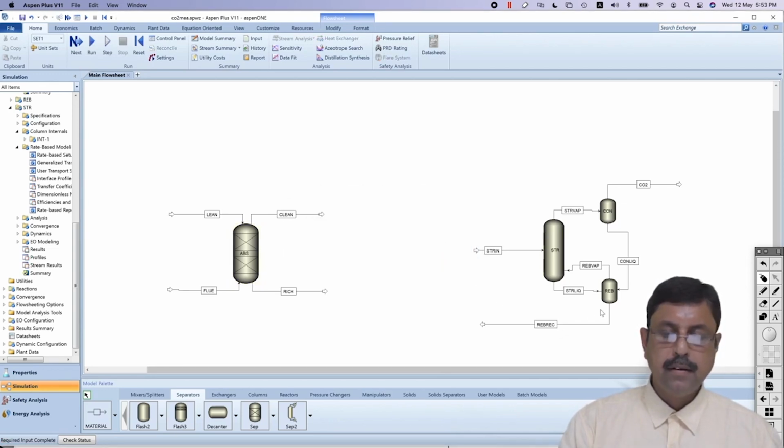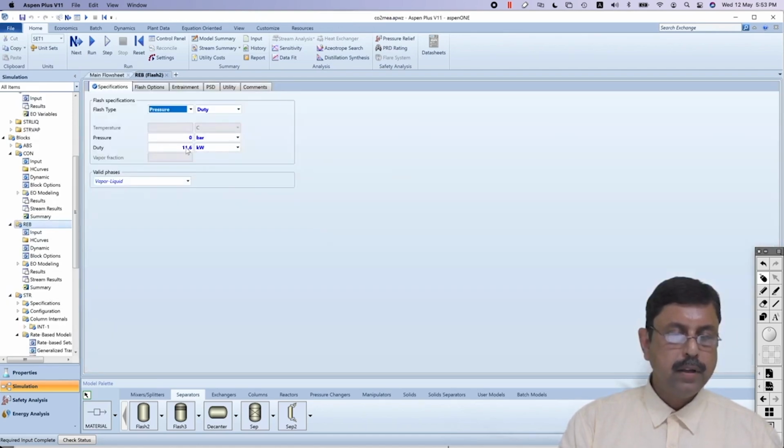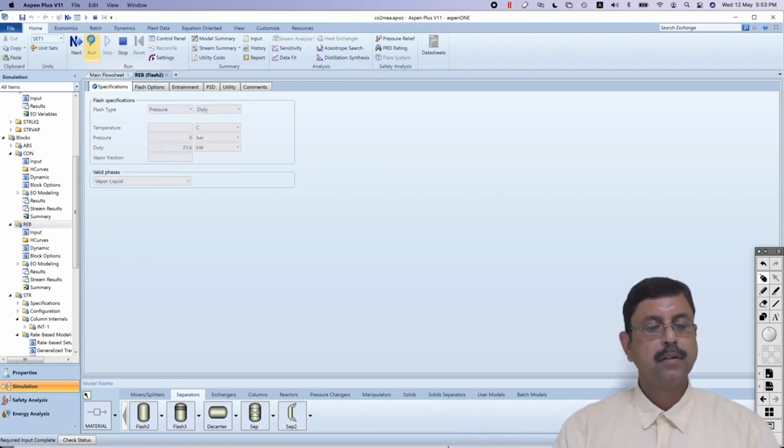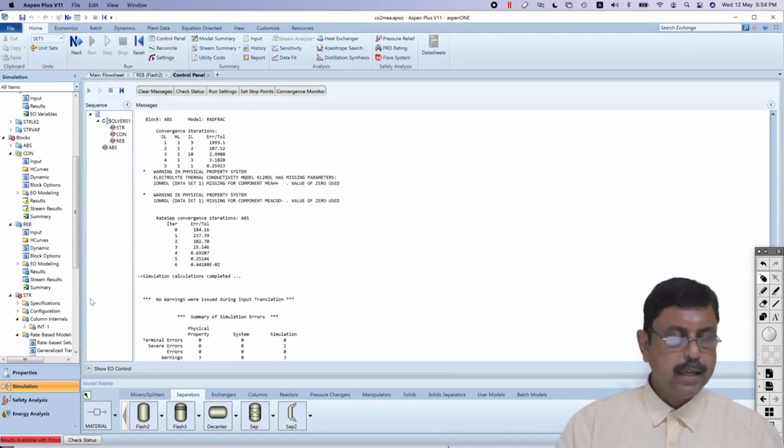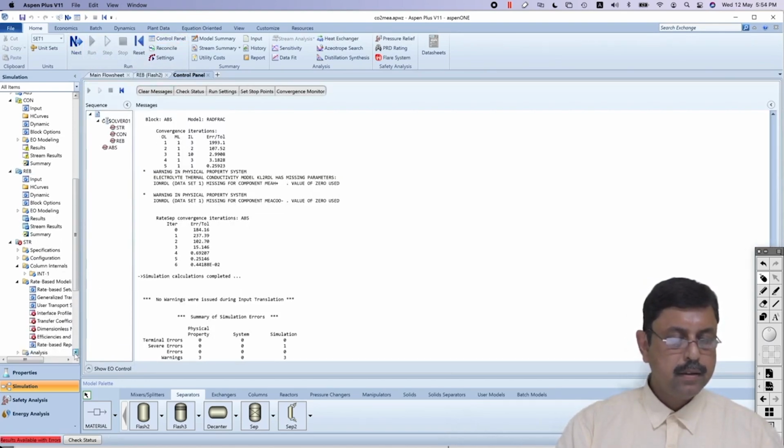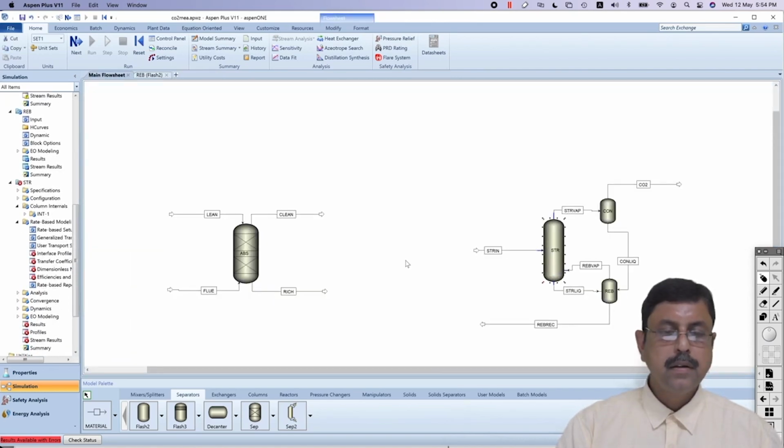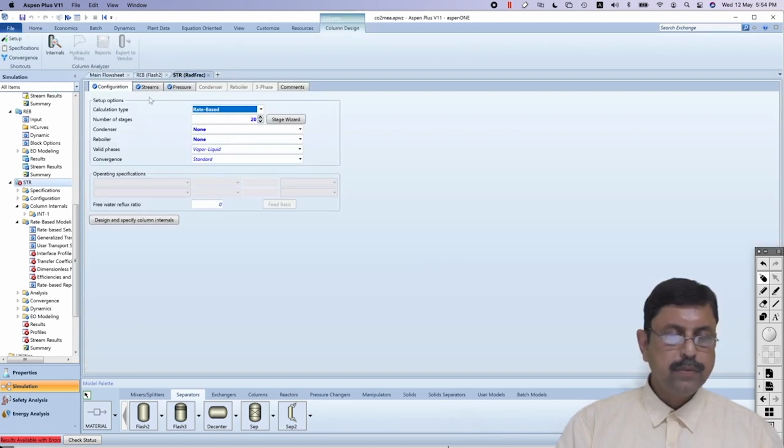so there is an error. Perhaps the reboiler duty is not enough. So we shall increase the reboiler duty to 21.6 and try it once again. So again there is an error in the stripper. So we have to look somewhat carefully what could be the error.